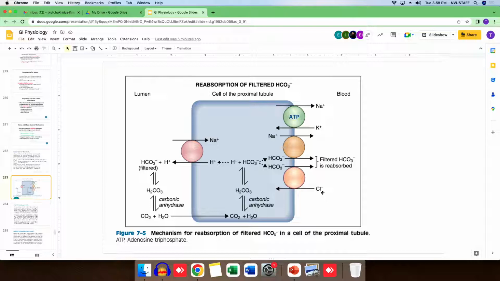Questions? The idea here is that for every bicarbonate going to the blood, we have release of one proton into the lumen. That's easy, right? It's clear.